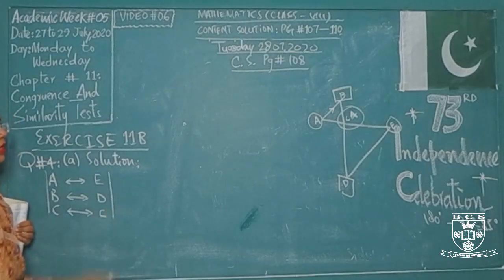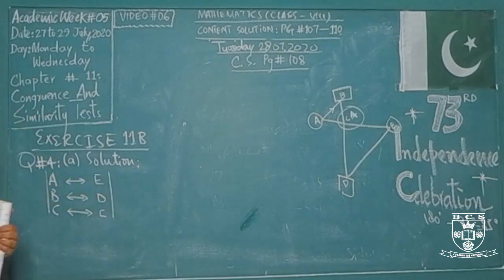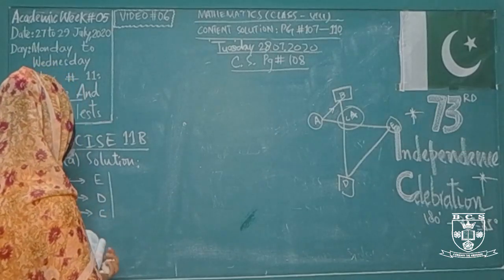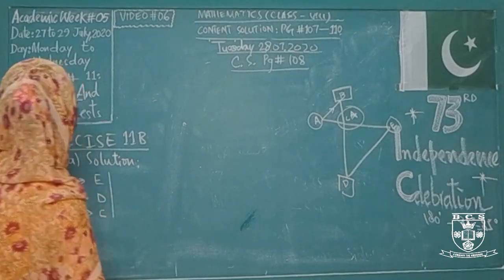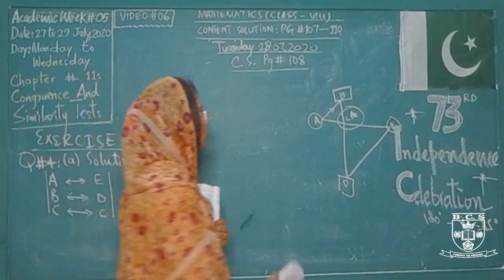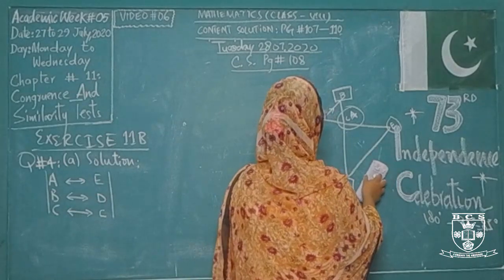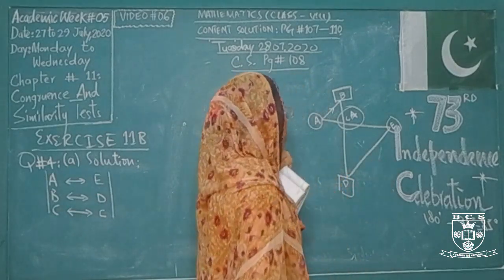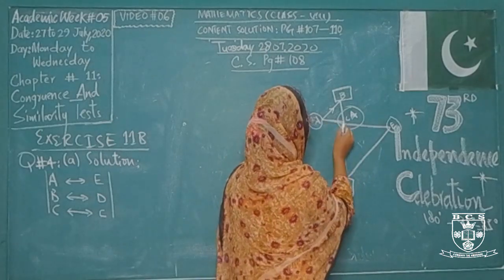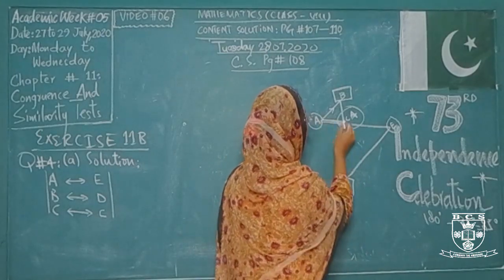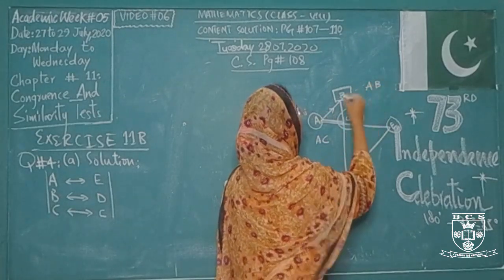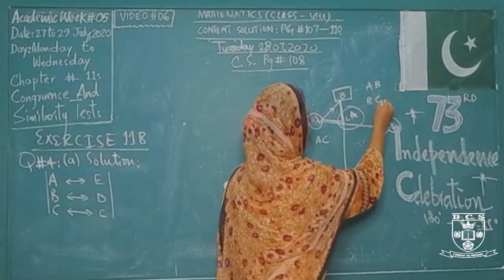Now what will we do? We will apply the SAS similarity test for solving these triangles as similar. Or we may also apply the three side similarity test, that is side over side equals side over side, meaning basically they are ratios. So in this particular diagram, as you can see, no measurement is given, so we will consider the sides with their names only. For example, this is your first side, that is AC, this is your second side, AB, and this is your third side, that is BC.